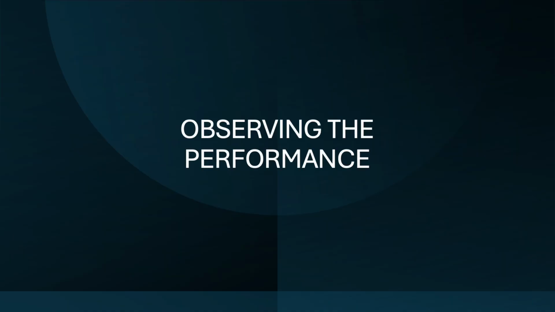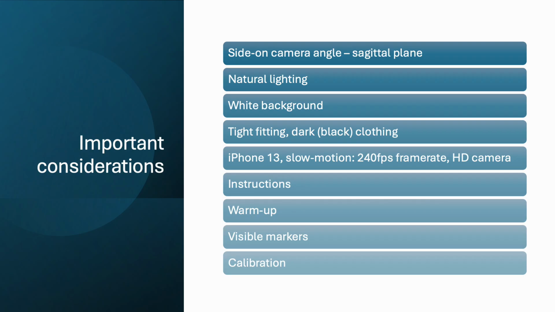Moving on to part 2, observing the performance. Some key considerations: a side-on camera angle filmed from the sagittal plane was used, as this is the most suitable for a kinematic analysis of sprinting. Natural lighting positioned behind the camera was used, so shadows were casted onto the background behind and not onto the floor in front. A white background contrasted with tight-fitting dark black clothing was used. This was done to maximize visibility of all the key positions throughout the sprint.